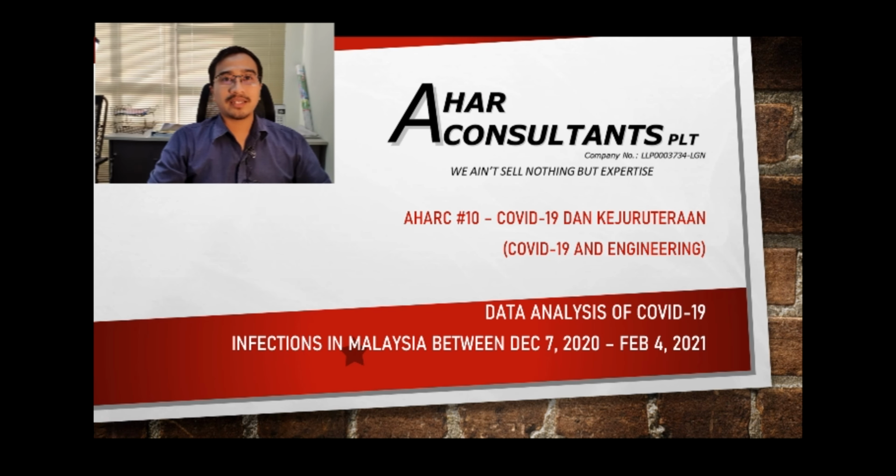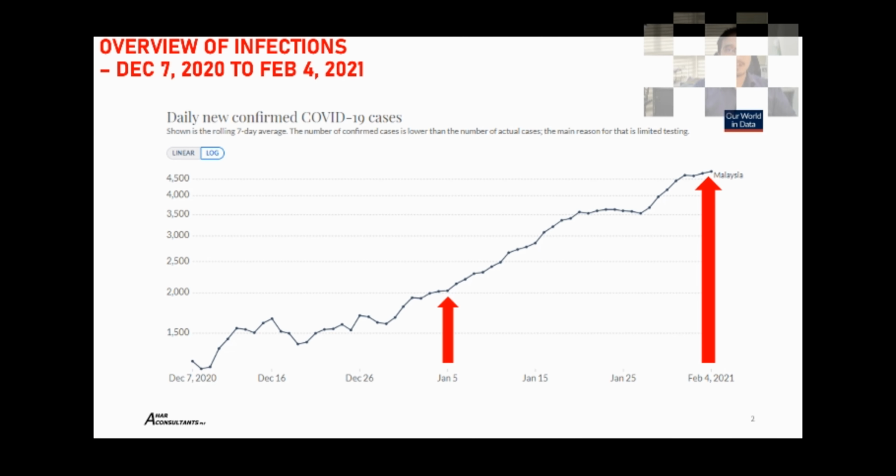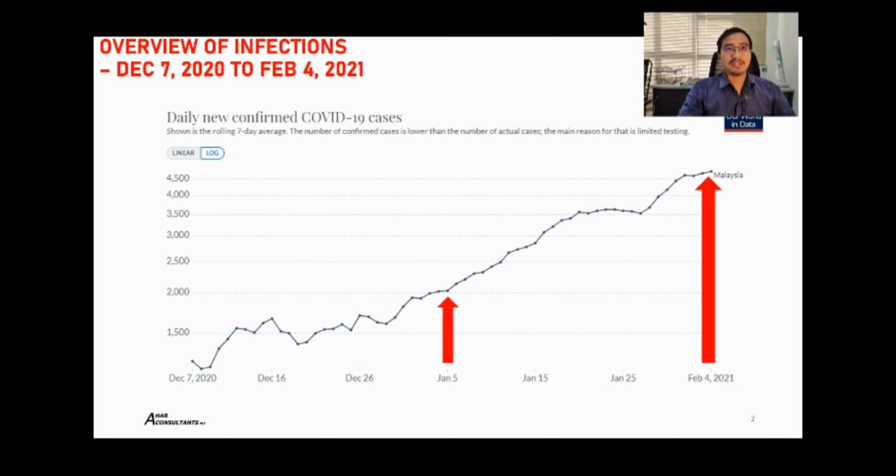We are back with our series on COVID-19 and engineering. My name is Aiman and I will be the presenter for this session. In today's video, we will look into data analysis of COVID-19 infections in Malaysia from December 7, 2020 until February 4, 2021. Infection cases increased double in 30 days from about 2,000 cases on January 5th to 4,600 on February 4th.